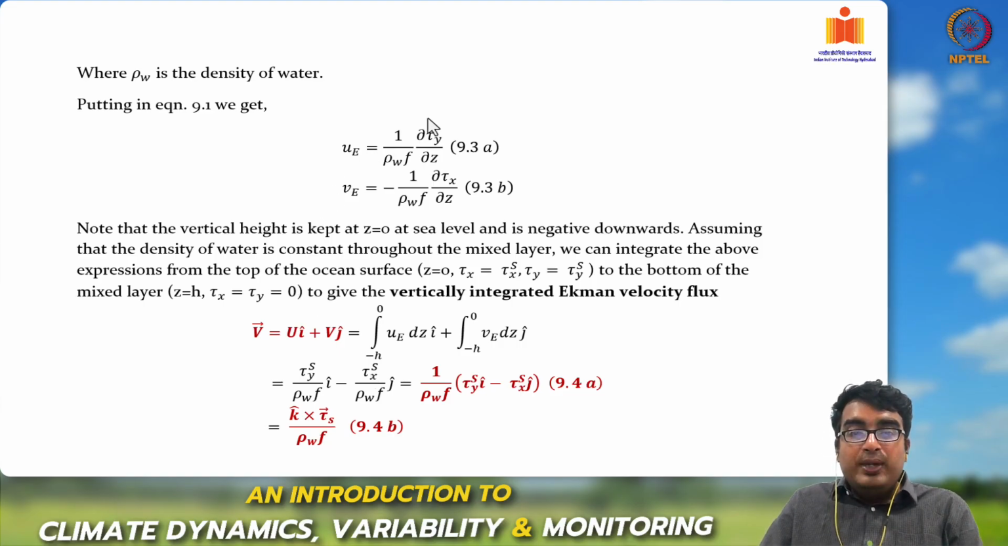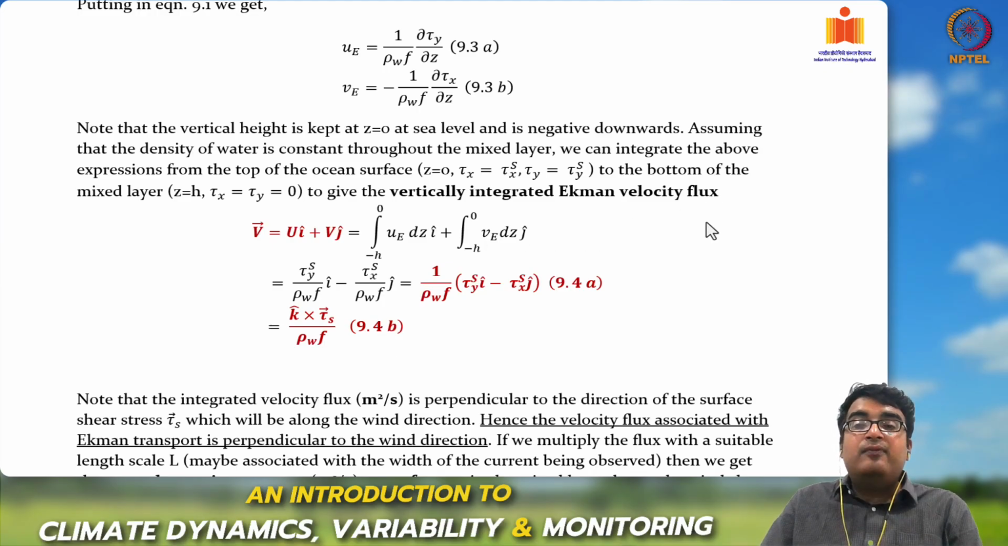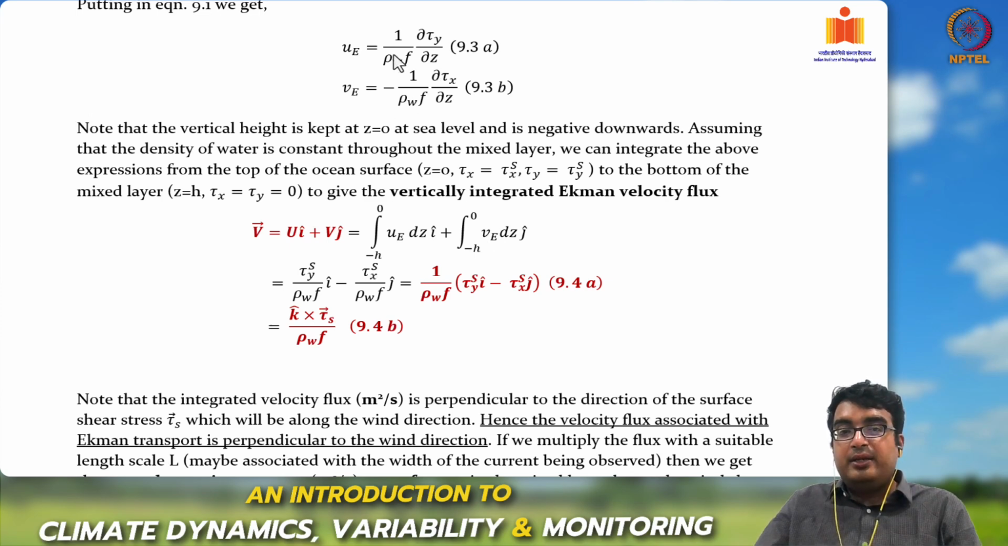If we do that, then we can integrate this and get the vertically integrated Ekman velocity flux. Since we are integrating with respect to the depth, the unit of this is meter square per second. That is why it's called a velocity flux. So, the velocity flux V is capital U i plus capital V j, the integral from 0 to minus h of Ue dz plus the integral from minus h to 0 of Ve dz, or the integral of these two terms.